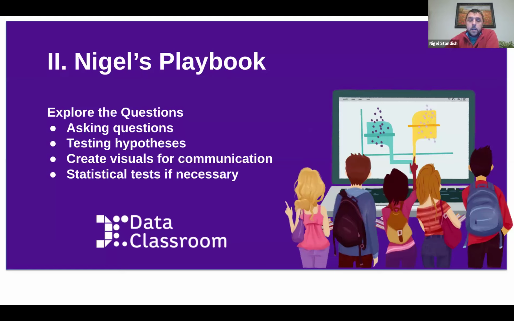So here we have a numeric on X and a numeric on Y. And so when DataClassroom looks at that graph and says, hey, you have a numeric on X and you have a numeric on Y. Nigel?